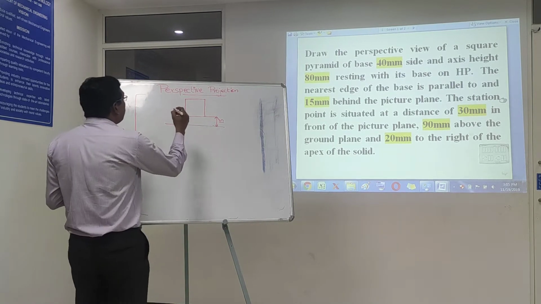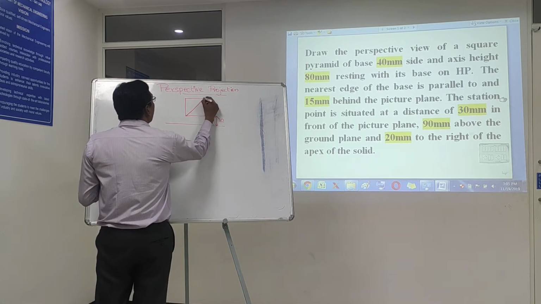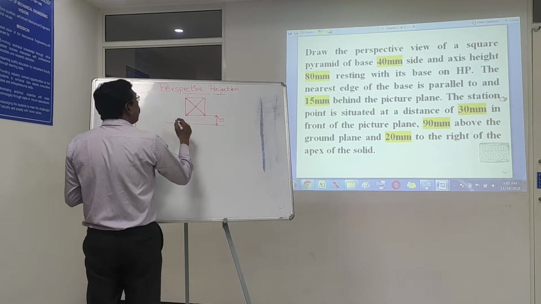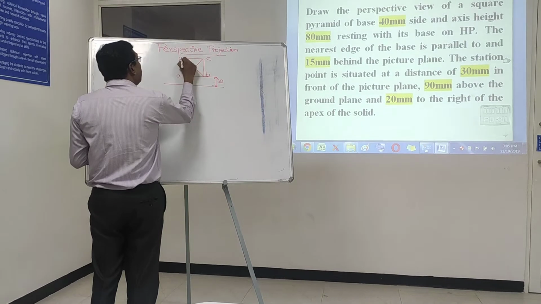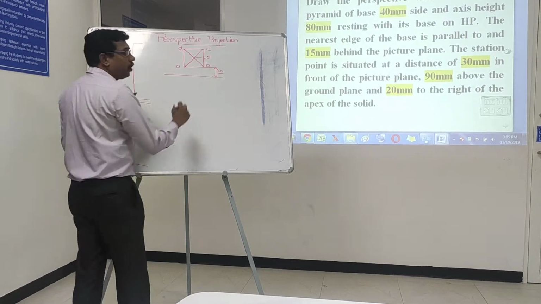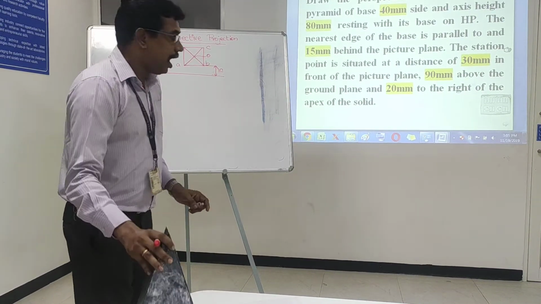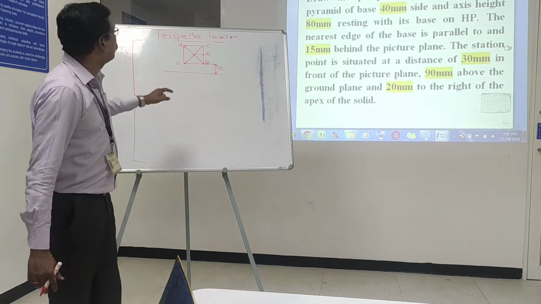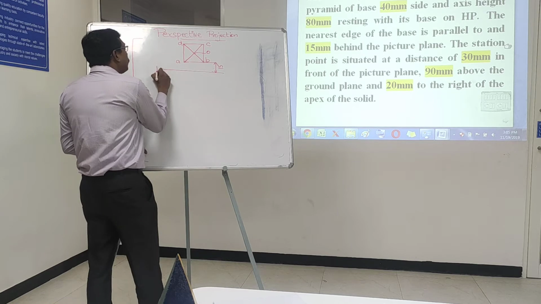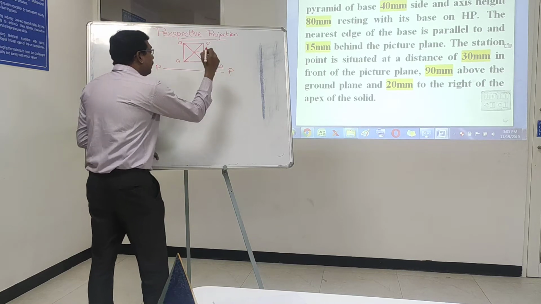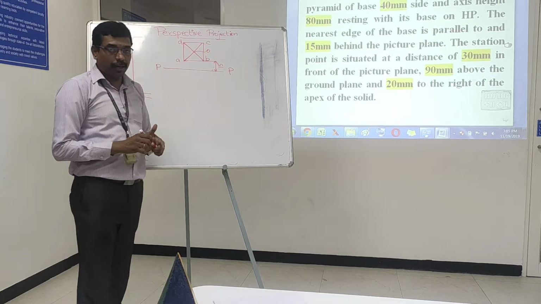So we have to name the base corners and apex of the given solid. I take it as A, B, C, D and O for the top view. Top view is over now, right? And the distance between the nearest edge of the base and the picture plane can be taken as 15 mm. It is already drawn.